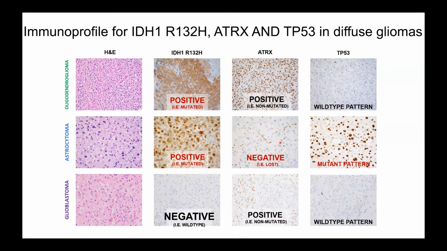And P53 will show the inverse. For oligodendrogliomas, there's usually just a wild type or kind of reactive pattern with rare, faintly positive cells. Astrocytomas will generally show a strong and diffuse mutation pattern. And glioblastomas can show either or. I think about 30 to 40% of glioblastomas will have P53 mutations, so it's not a very reliable marker in this setting.